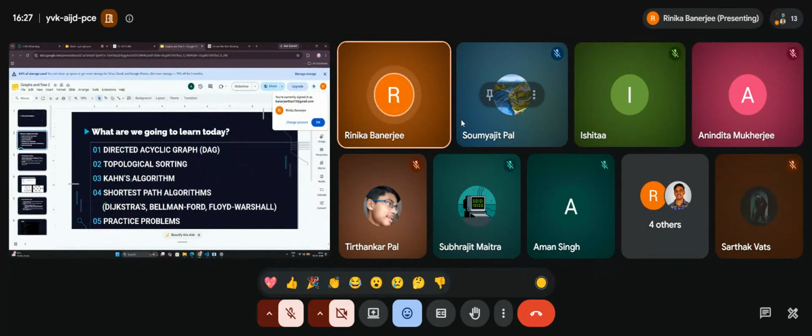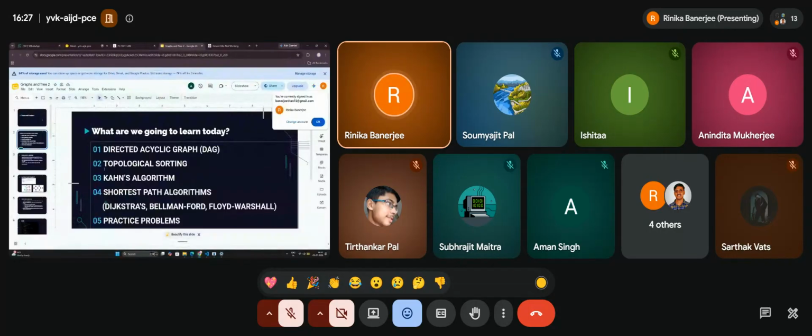Directed acyclic graph, topological sort, Kahn's algorithm, shortest path algorithms like Dijkstra, Bellman-Ford, Floyd-Warshall, and we'll have several practice problems. So let's start first with directed acyclic graph.